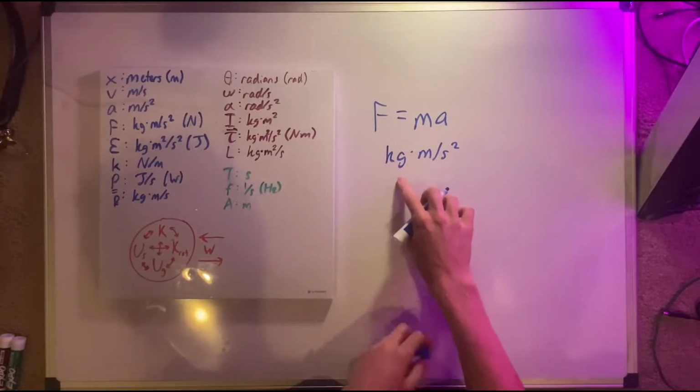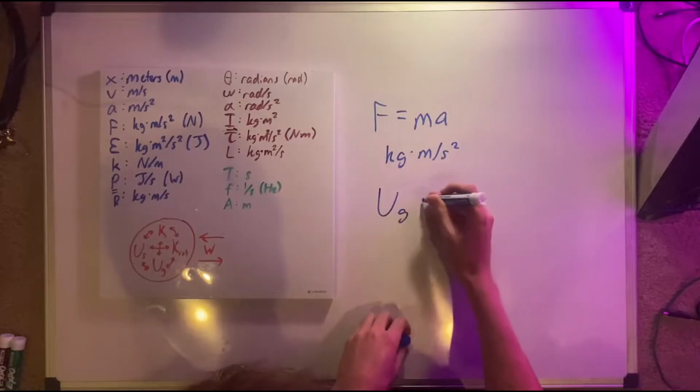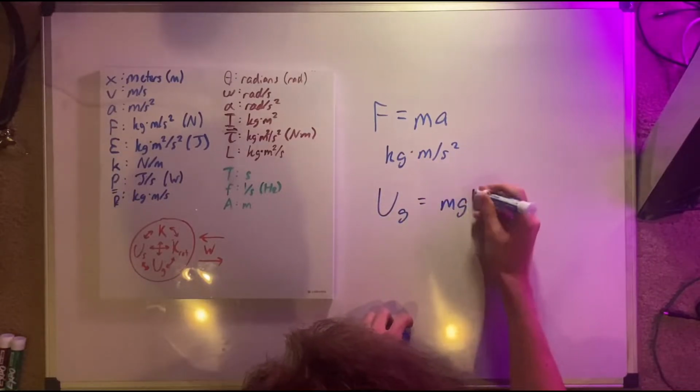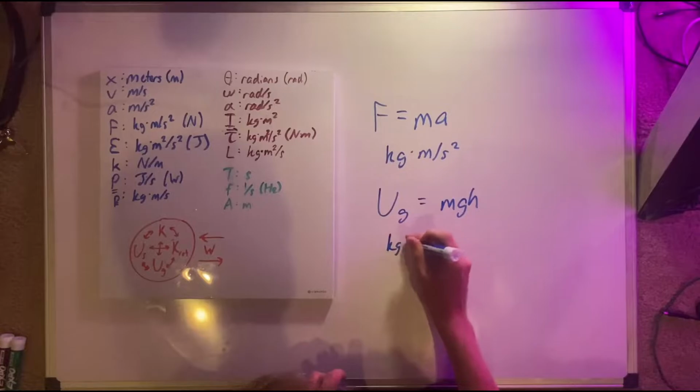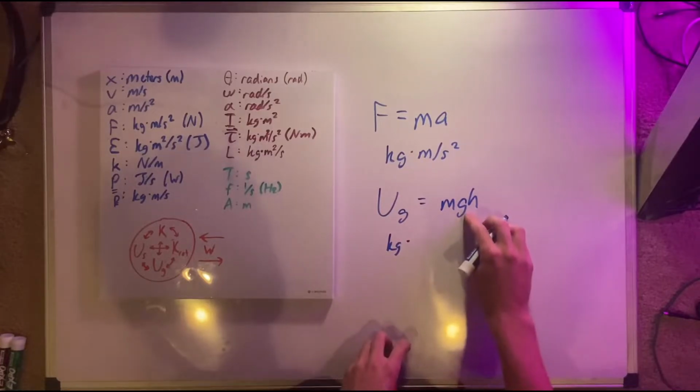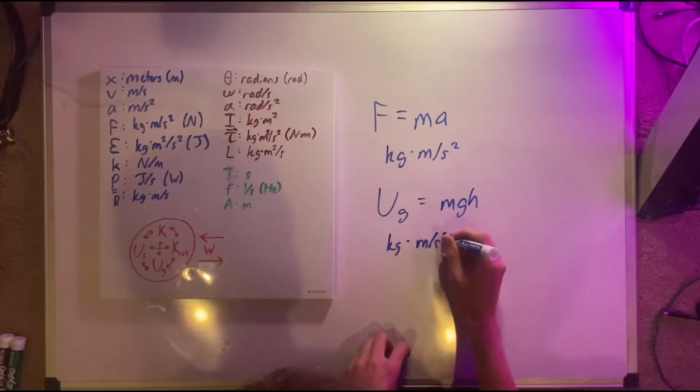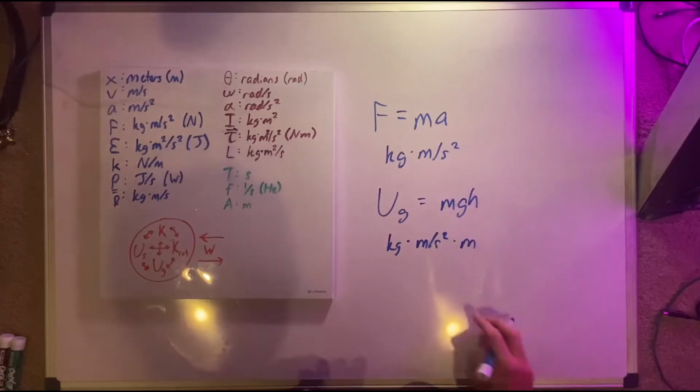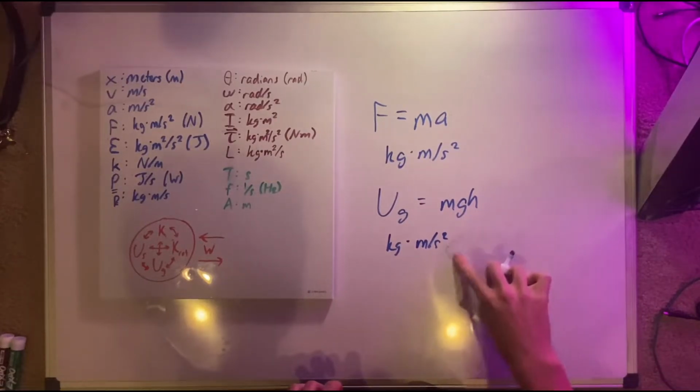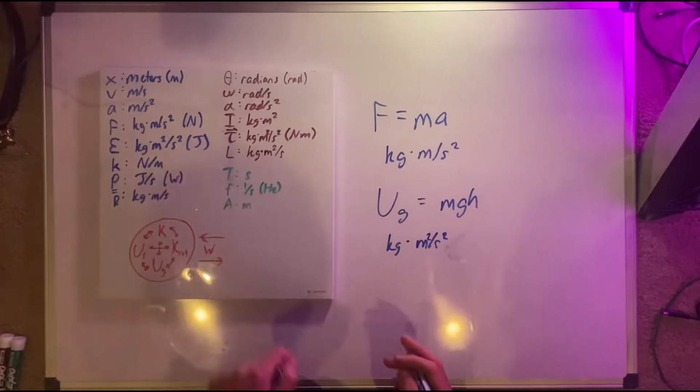For example, you also have gravitational potential energy, which is equal to mgh, well, mass, kilograms, times gravity, which is meters per second squared, times height, which is meters. Well, there you go. You have 2 meters there, so this becomes meter squared per second squared. So there you go. That's a joule.